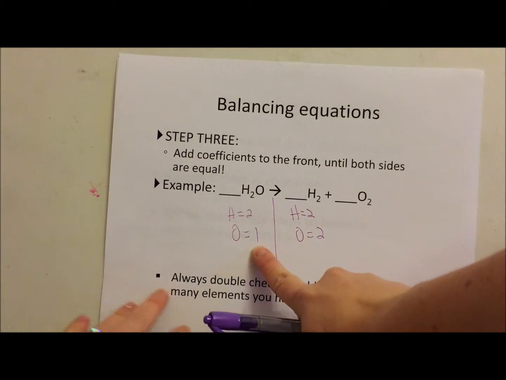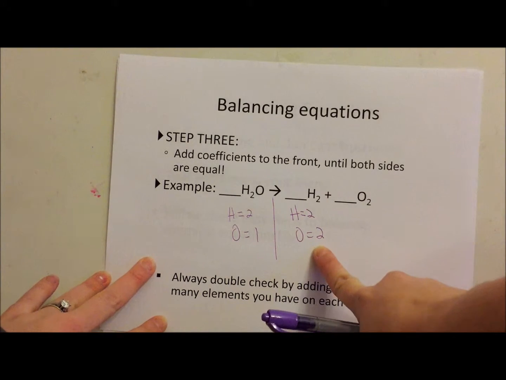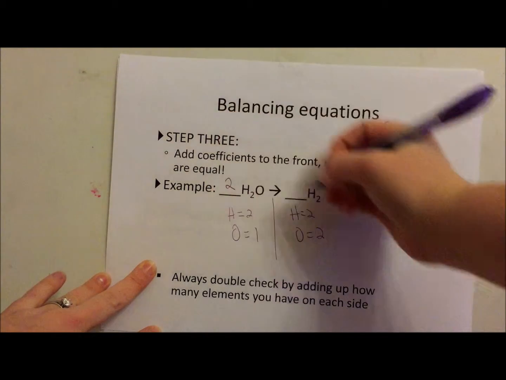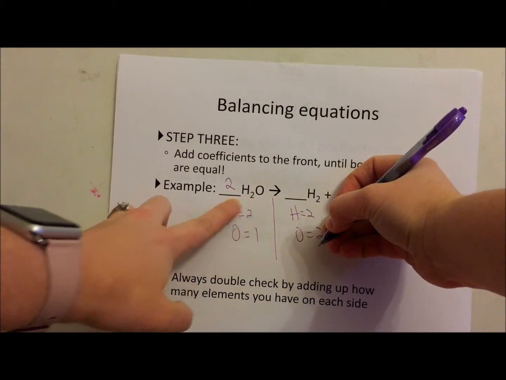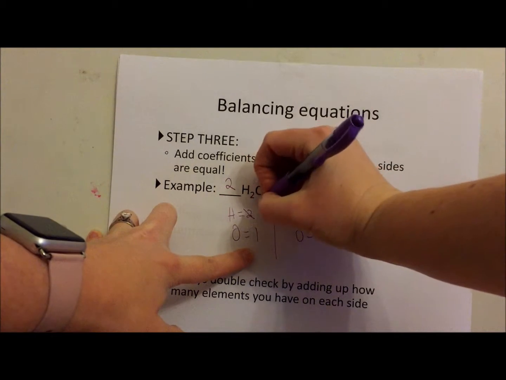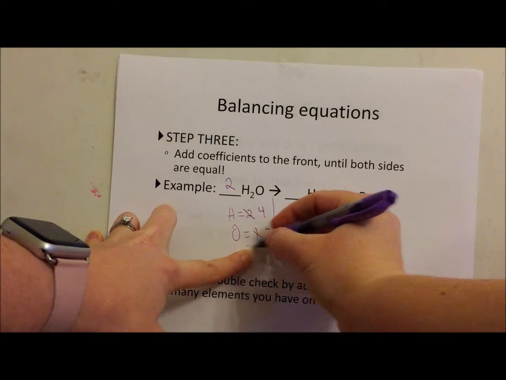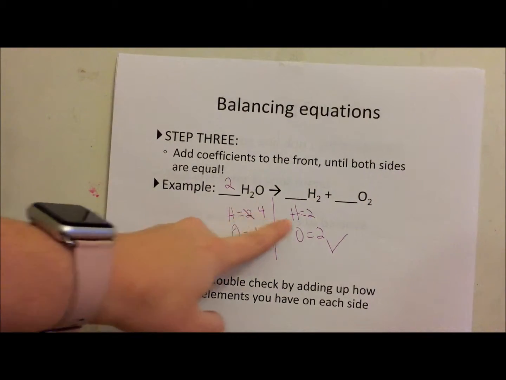So think of a number right now. What could you multiply 1 by to make it look like a 2? Excellent, a 2. So we're going to put a 2 on top, and then that distributes to the whole molecule of water. So we have to change H to 4 and O to 2. Now, our O's are happy. They're balanced.